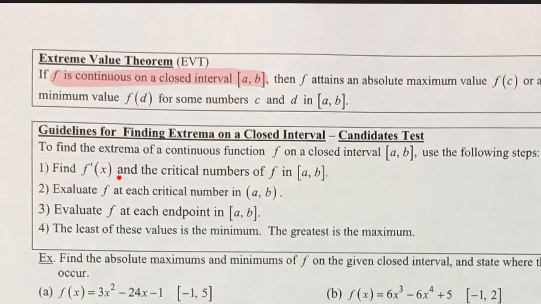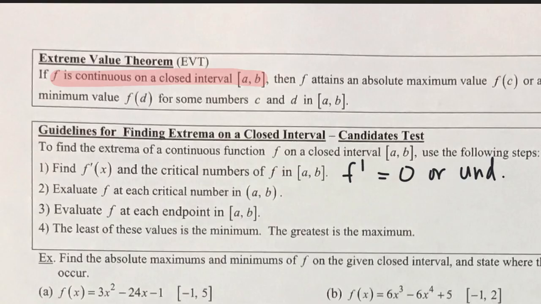Number 1, it's going to happen at a critical number. So this is called the candidates test. Sometimes you'll be told to use the candidates test to find the extrema. So whenever it says something about extrema, you're looking for the extreme value theorem. It has to be continuous on the closed interval. And then number 1, find the derivative and the critical numbers. The critical numbers are where the derivative equals 0 or undefined. So either where your derivative is 0 or where your derivative is undefined.